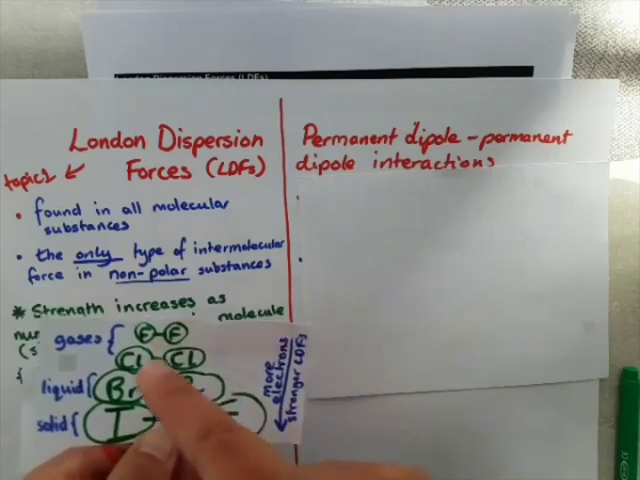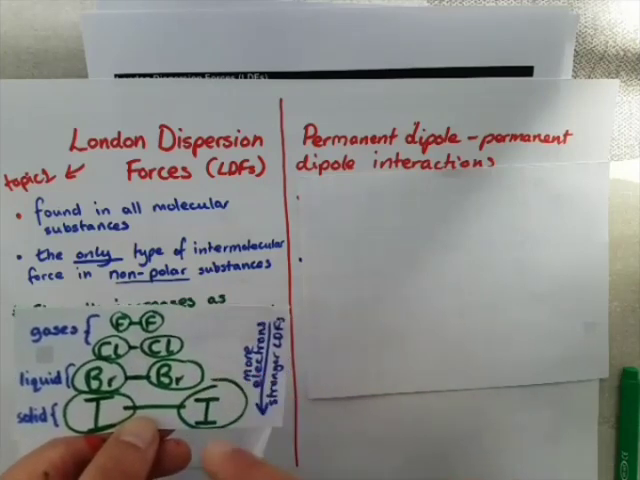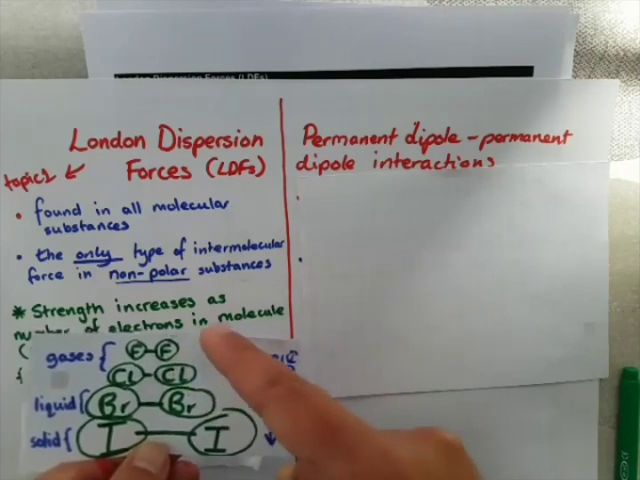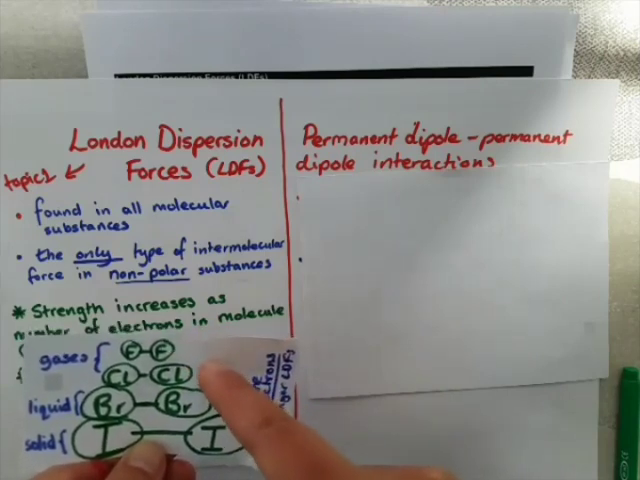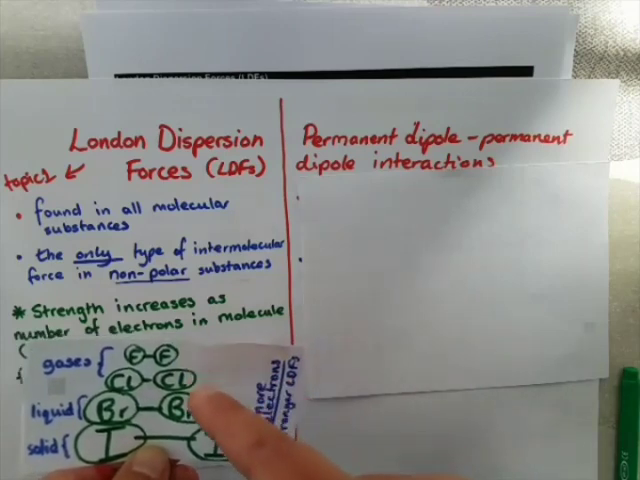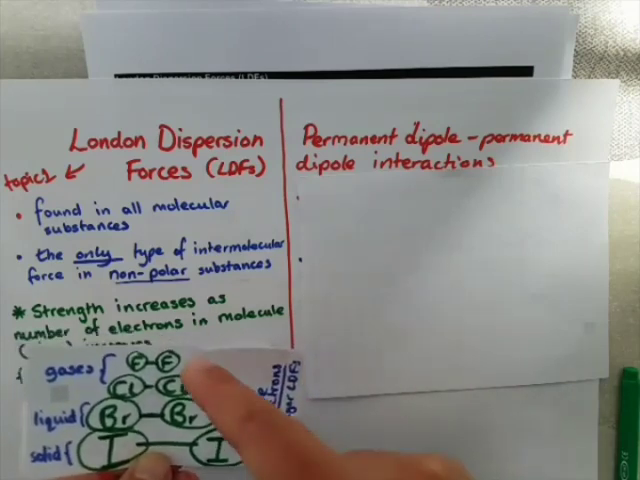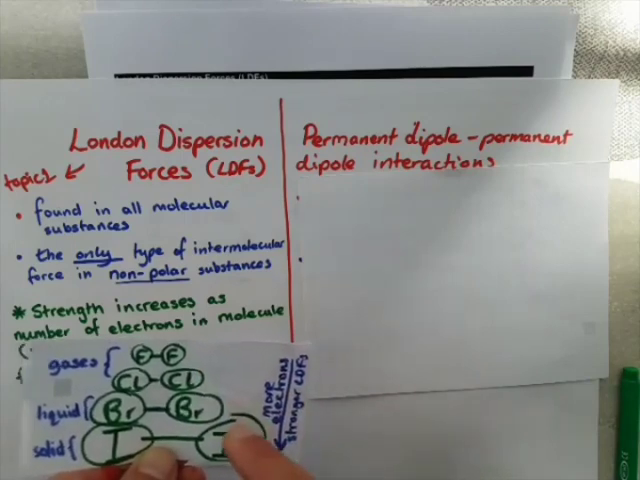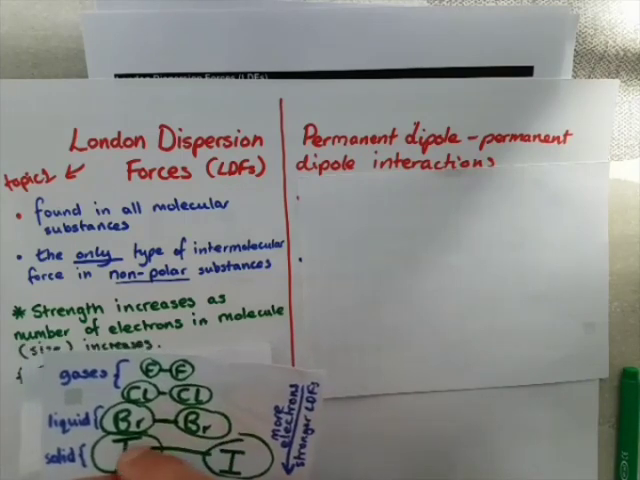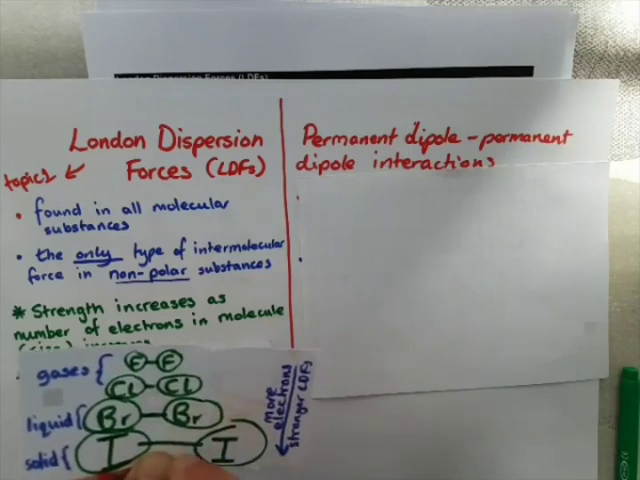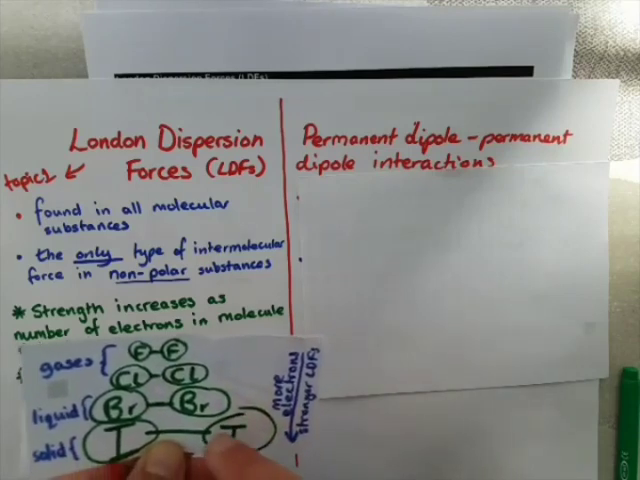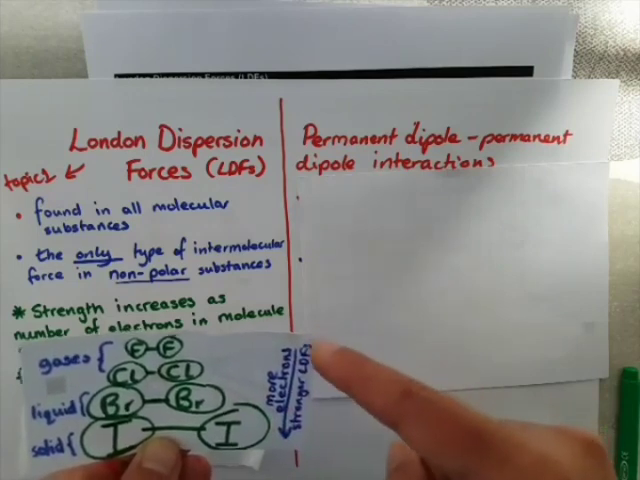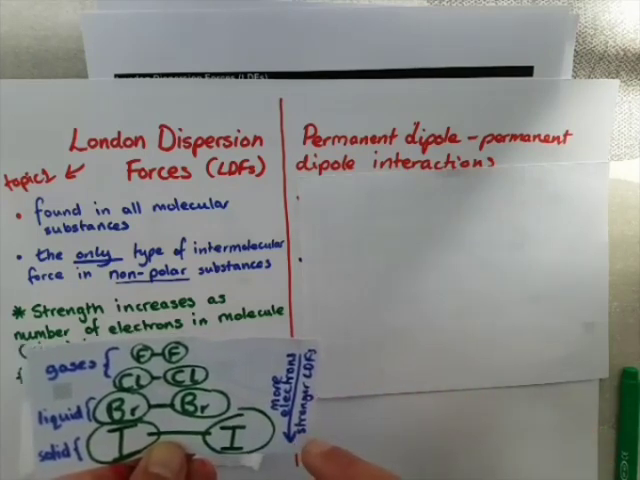So in the halogens, London dispersion forces are the only type of intermolecular force, but as we know from our previous topic, the size and the number of electrons within these molecules of the halogens increases as we go down the group. So fluorine is a very small molecule with a small number of electrons. Iodine is a much larger diatomic molecule with a very much larger number of electrons. So as we go down the group, we've got more electrons, therefore stronger London dispersion forces.